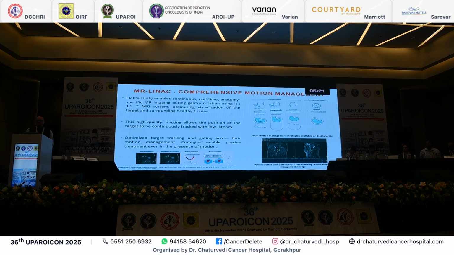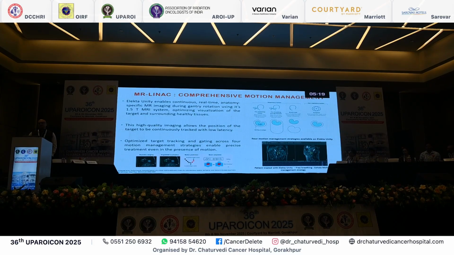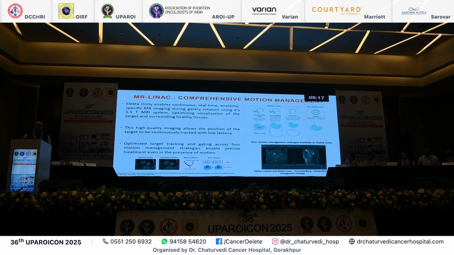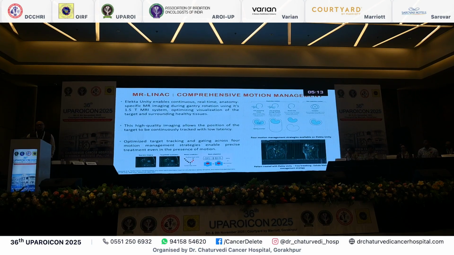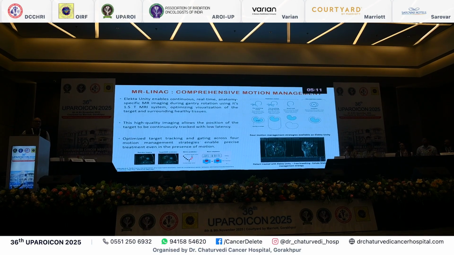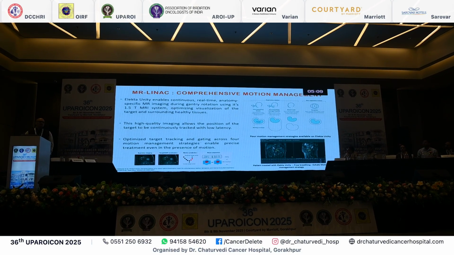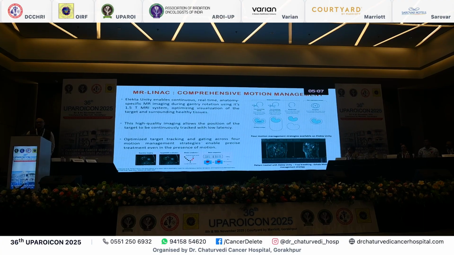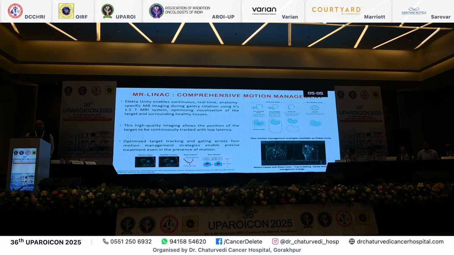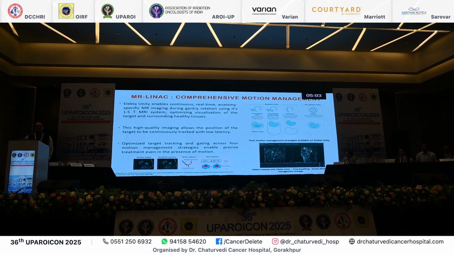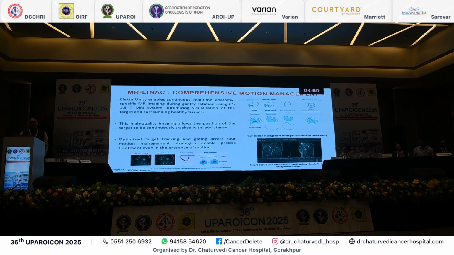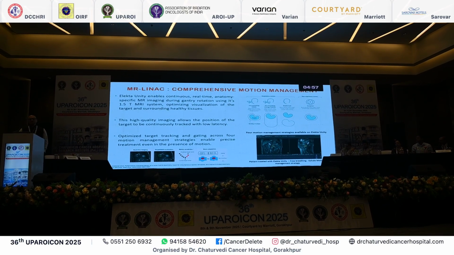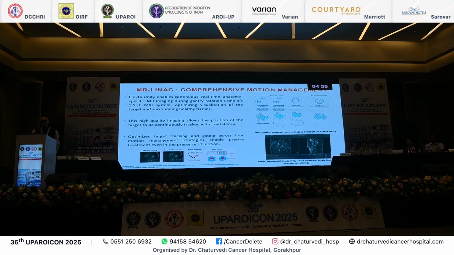MR-Linac, Dr. Mittal has just elucidated. It is a real-time comprehensive motion management solution, and it is a new, very developing field. Elekta has come up with the Unity solution whereby artificial intelligence integrates adaptive planning in real time and thereby reduces the time. So much so that the initial times, which were on average 1.5 to 2 hours for a normal prostate treatment, have come down to less than 25 minutes now for one patient.